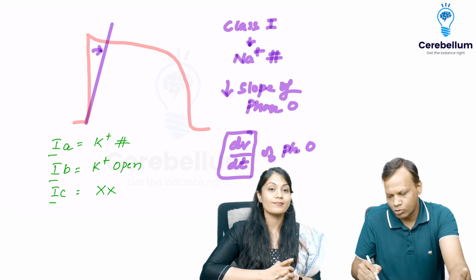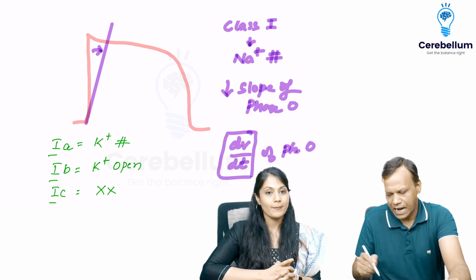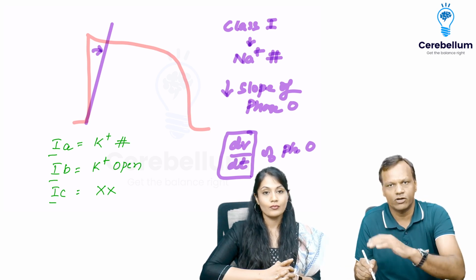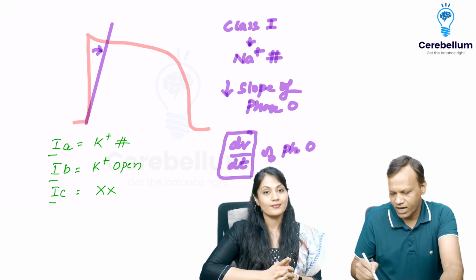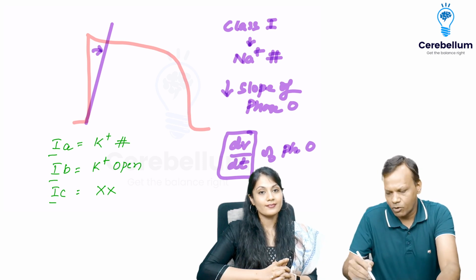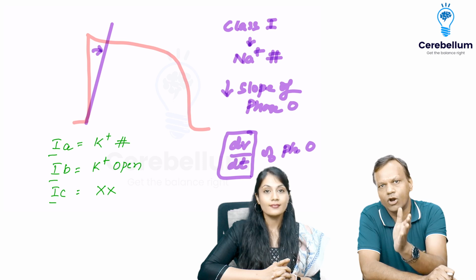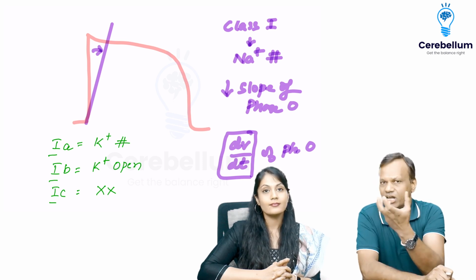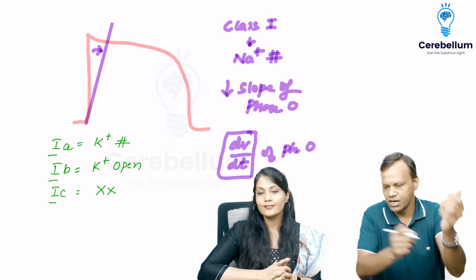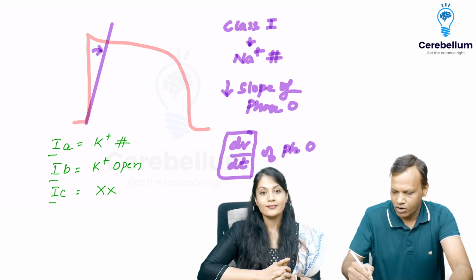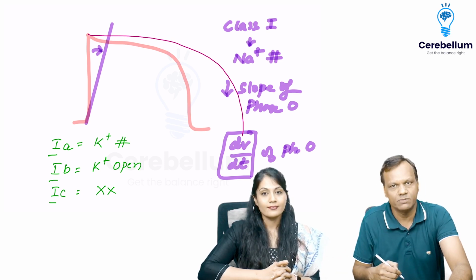So 1A are sodium blocker and potassium blocker. 1B are sodium blocker but potassium opener. And 1C are only sodium blocker, no effect on potassium. Now, the effect on action potential is easy to understand. We know that 1A are potassium blockers, and we know potassium is causing repolarization. We discussed if we block sodium channel, it takes longer time to cause depolarization. Potassium is causing repolarization. If we block it, it will take longer time to cause repolarization. So the effect of a potassium channel blocker, that means a 1A drug, will be like this. It will take longer time to cause repolarization.